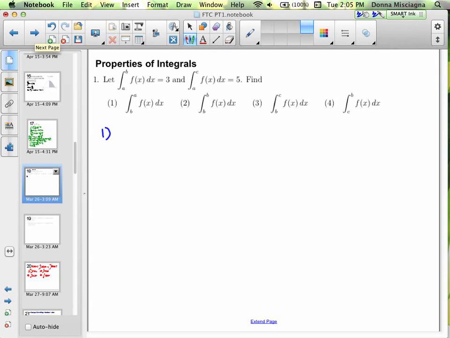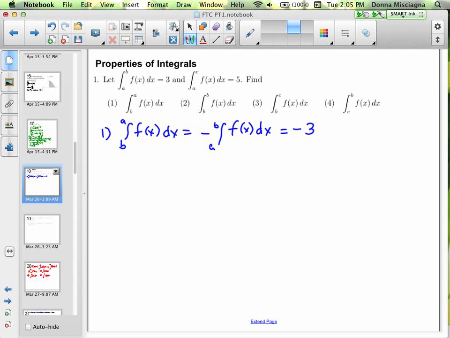Well, that we just have to do the reverse. So this is the same as negative. I shouldn't say reverse. We have to do the opposite. The value is going to be the opposite. So it's going to be negative, and if we make that negative, we can flip the limits of integration, make that a to b instead. F of x dx, and so that's going to be, instead of 3, that'll be negative 3.